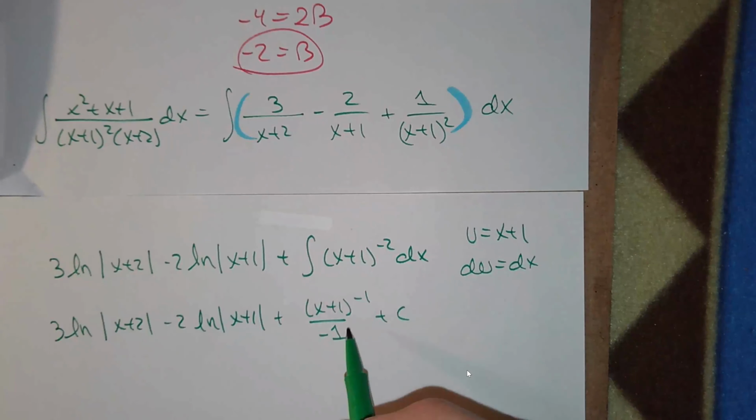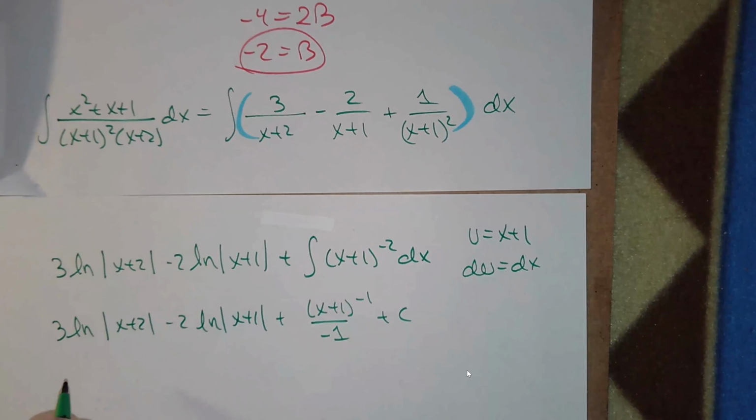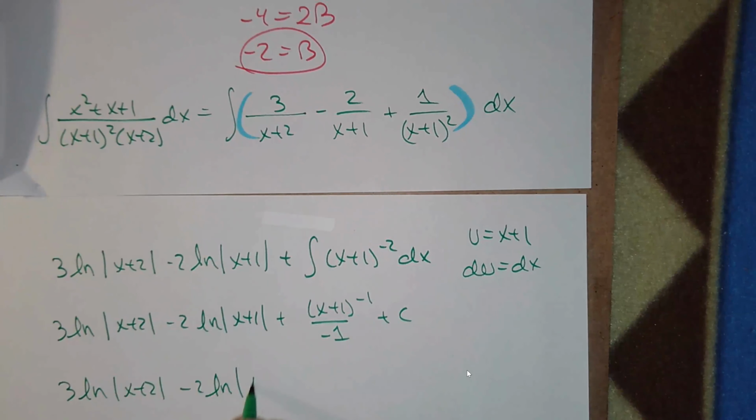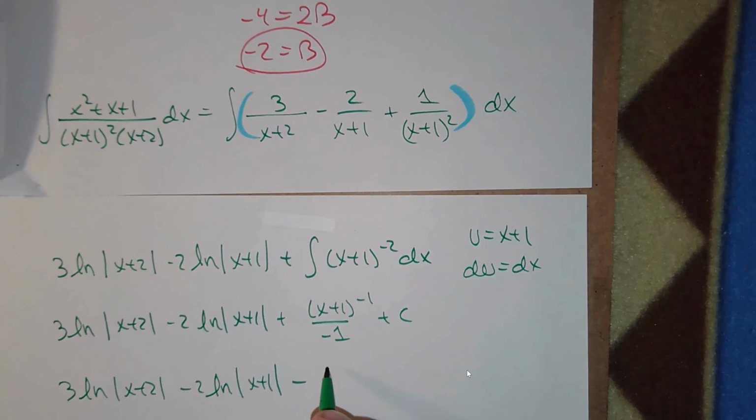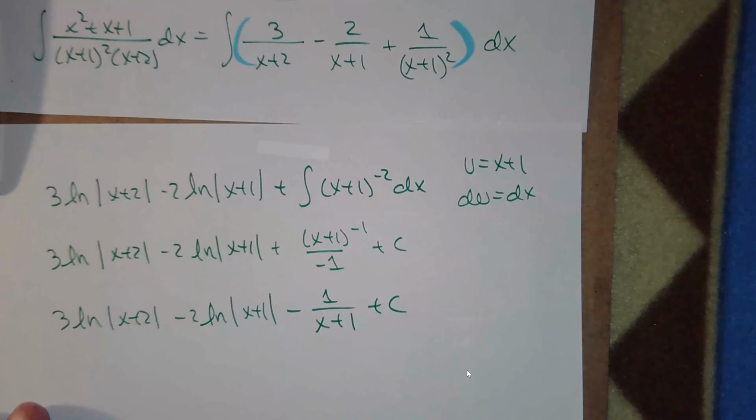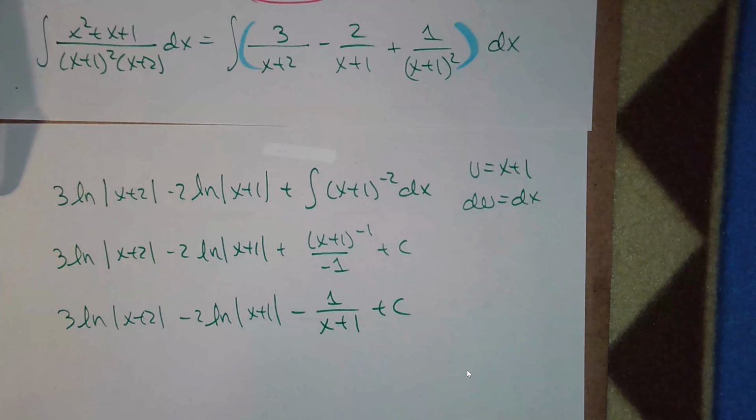Now this cleans up a little bit. I'm going to leave this here the same, 3 times the natural log of x plus 2, minus, with the minus there, this is going to come down to the denominator, 1 over x plus 1 plus a constant. Beautiful.